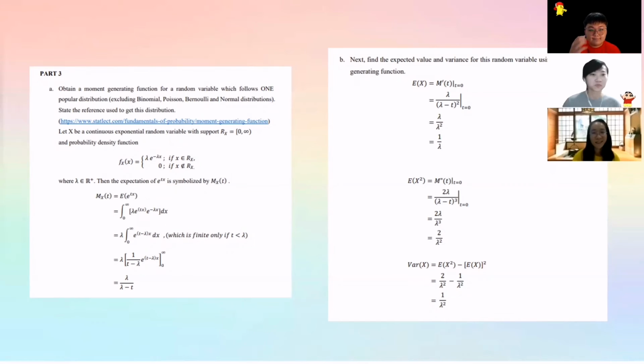The solution is: let x be a continuous exponential random variable with range from 0 to infinity and with probability density function f(x) equals lambda times e to the power of negative lambda x, if x is in 0 to infinity and 0 elsewhere, where lambda is a positive real number. Then the expectation of e to the power of tx is symbolized by M_x(t).